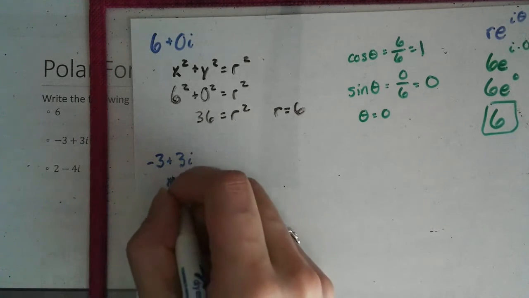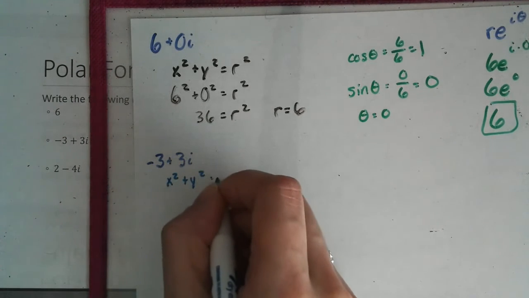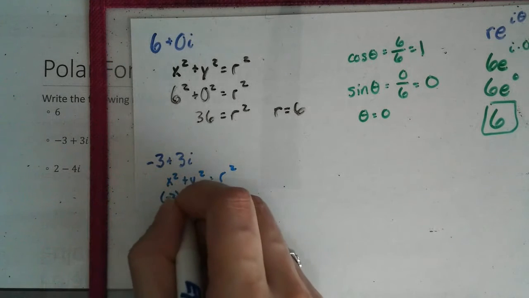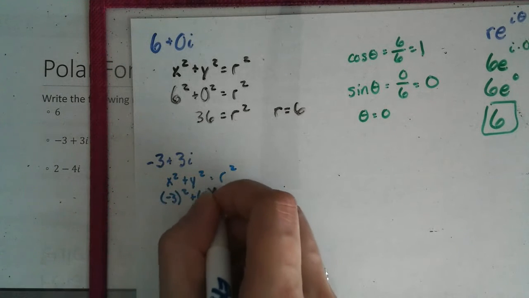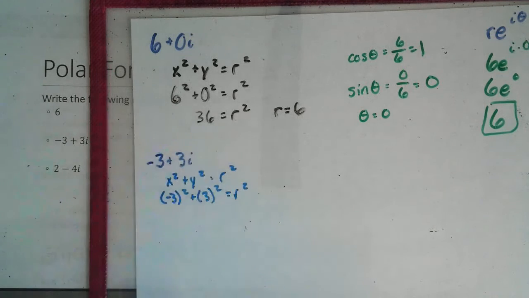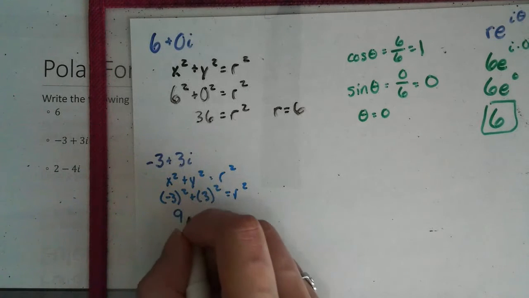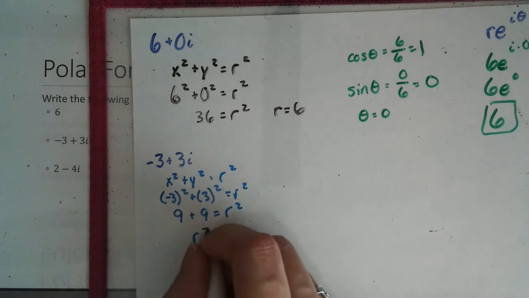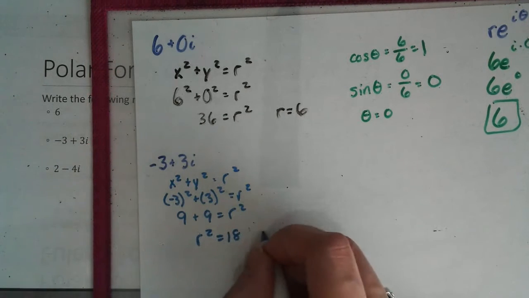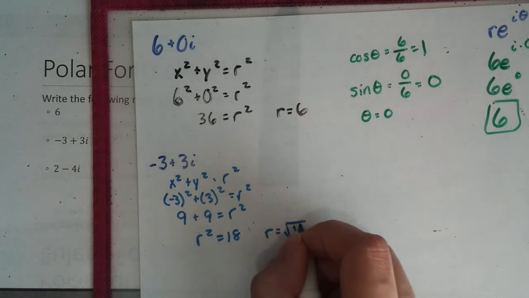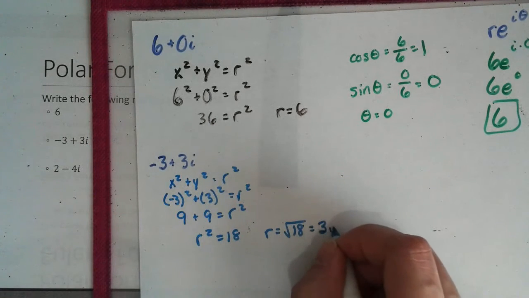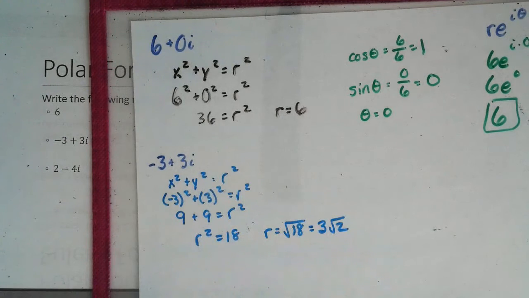So first up, x squared plus y squared is equal to r squared. So we get negative 3 squared plus positive 3 squared is equal to r squared. 9 plus 9 is r squared, so r squared is 18, meaning r is equal to the square root of 18, which we've already simplified in this section. So I'm just going to remember that that is 3 times the square root of 2.